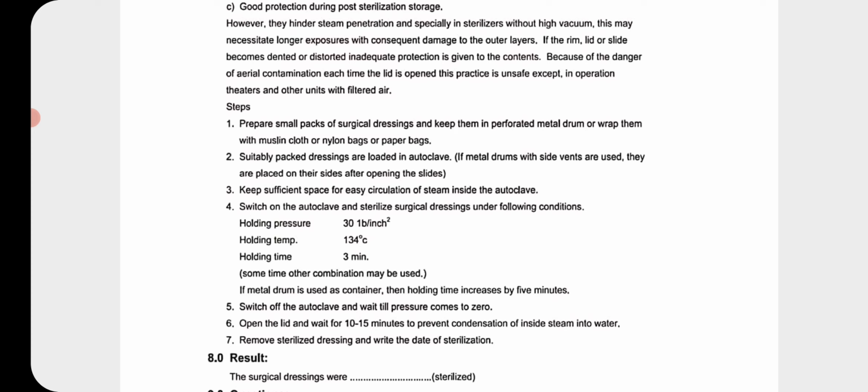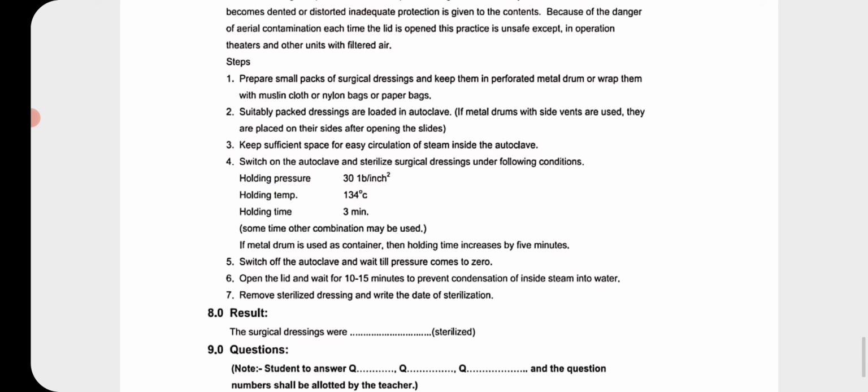Run the autoclave to sterilize surgical dressings under the following conditions. The holding pressure is 31 inch square, the holding temperature is 134 degrees Celsius, and the holding time is 3 minutes. Sometimes other combinations may be used. If a metal drum is used as the container, the holding time increases by 5 minutes.